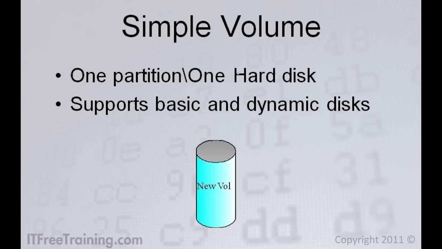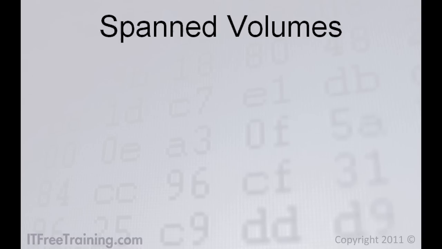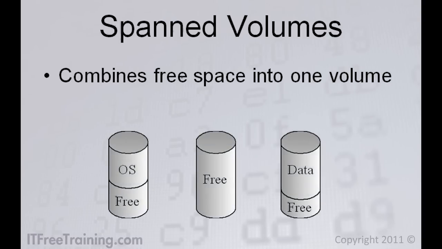Simple volumes are just a matter of right-clicking on some free hard disk space in the disk manager and selecting New Simple Volume. Spanned volumes allow you to use free space on multiple hard disks and create one big volume. In the example shown, there are 3 hard disks with space on them. Using a spanned volume, I can create a new volume that uses all the free space from these 3 hard disks as one big volume.